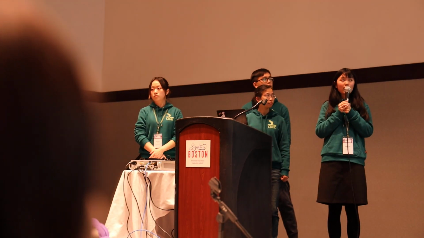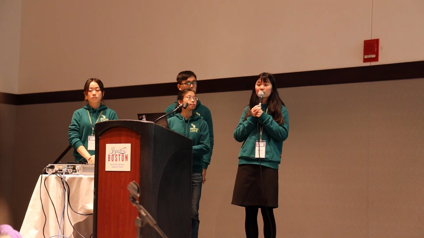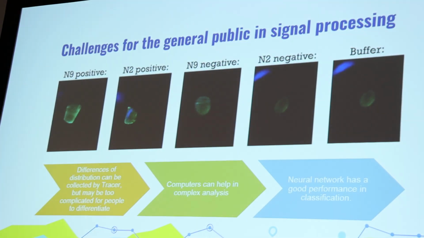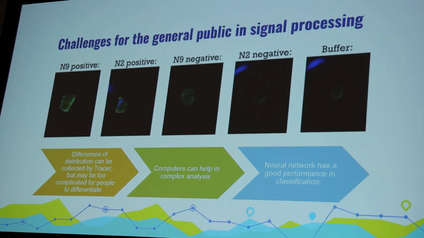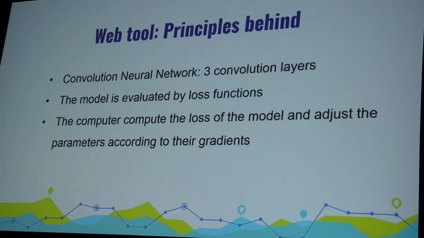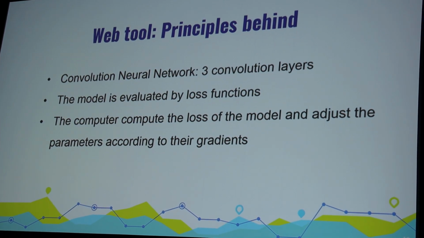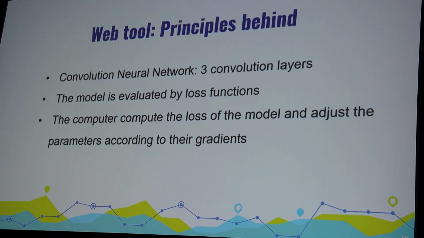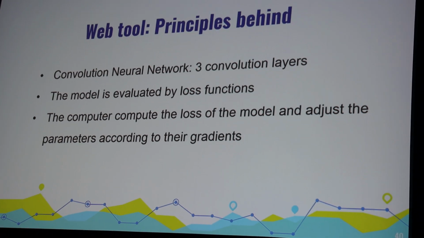However, the image captured may be difficult for the general public to differentiate. Therefore, we construct a webtool to help do the classification. We construct a convolutional neural network of 3 layers, and the model will be evaluated by a loss function. And after computing the loss, we can adjust the parameters according to the gradients.